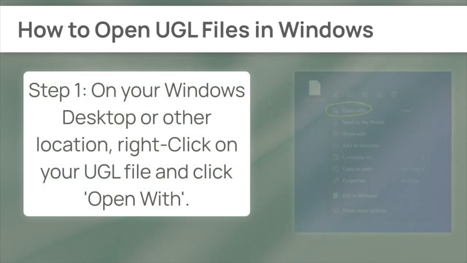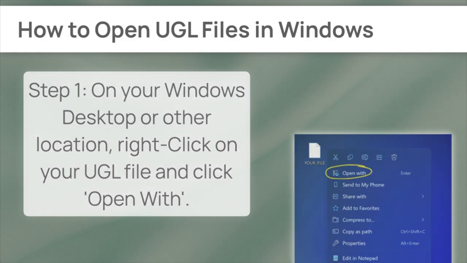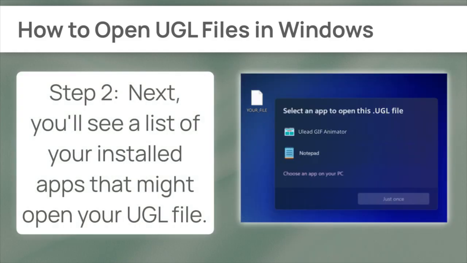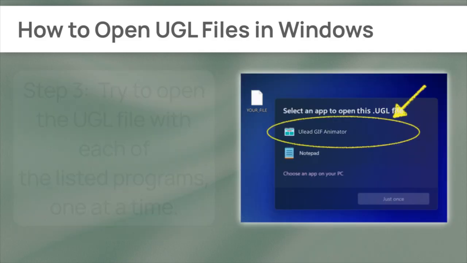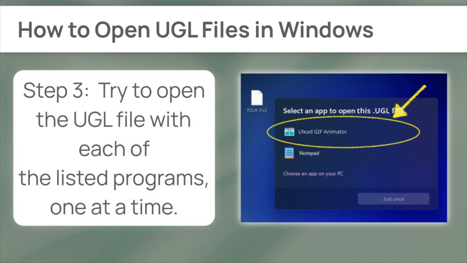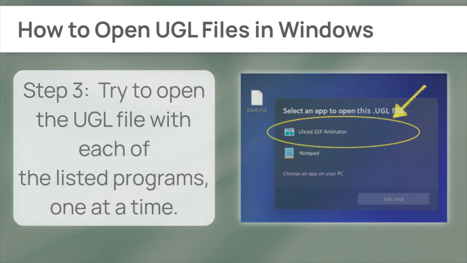We're testing the system's ability to interpret the file's data block. Right-click the UGL file and click Open With. Test Ulead GIF Animator first. If it's unavailable, choose another program. The correct tool is key.